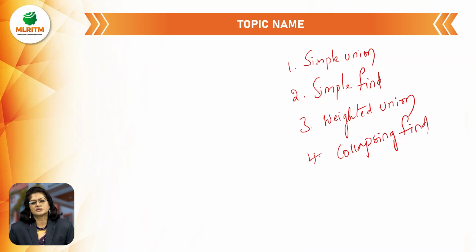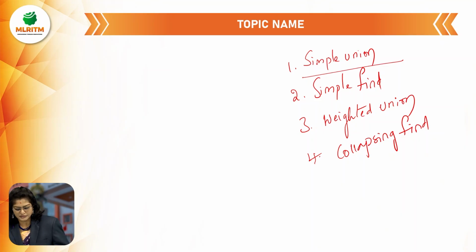These are the 4 disjoint set operations which are very important for your academics also, and we need to write all these 4 different types of operations for disjoint sets: simple union, simple find, weighted union, and collapsing find. As the name implies, in simple union we need to find the union operation. Union operation means combining 2 elements and making a tree structure form. In the tree structure format there are some rules and regulations to be followed, and based on those rules we continue the process.